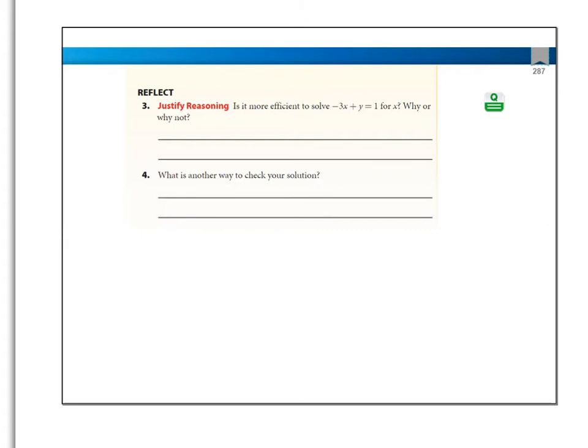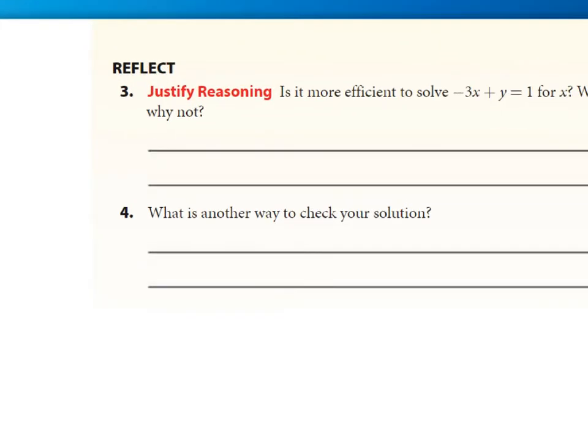Well, would it be more efficient to solve negative 3x plus y equals 1 for x? Hopefully you said no, because to solve for y, all we have to do is add the 3x over. But to solve for x, we would have to subtract y and divide. So it would be more steps to solve for x.